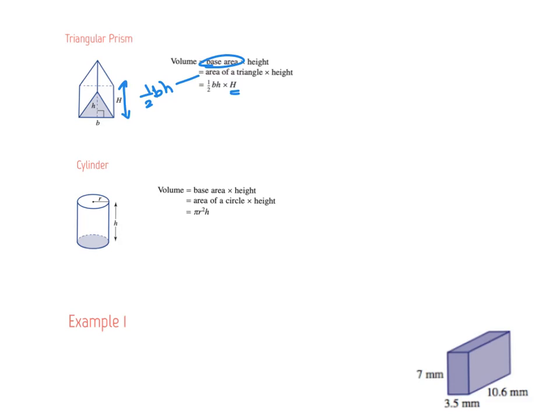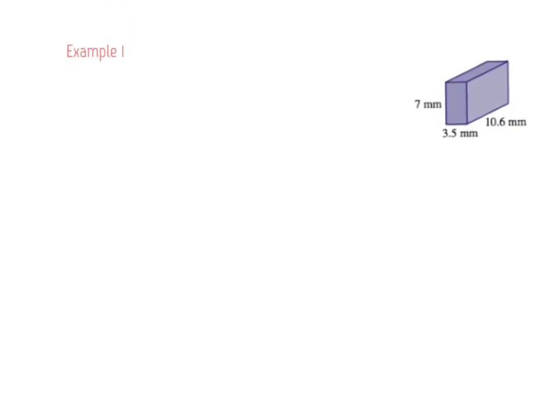Cylinder, to find the volume of a cylinder, it's very similar. So we have a look at the base area, where the base shape is a circle, so we need to find the base area of a circle, which is pi r squared. Once we find the area of the circle, we can then multiply it by the height, which is pi r squared times height. Let's go through a couple of examples.